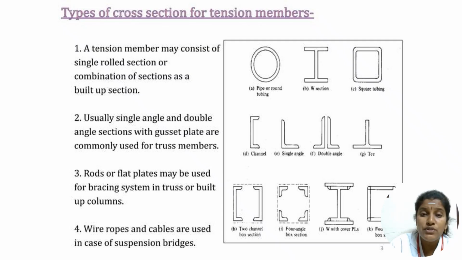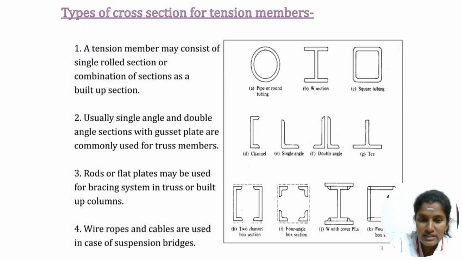So these are the types of cross sections of the tension member. These are the types of cross sections we already know, right? Tension members may consist of single rolled sections and combinations of built-up sections also. Single and double angle sections with gusset plates are commonly used for truss members. If we consider a truss member, we use gusset plate arrangements with single and double angle sections. Also rods and flat plates may be used for bracing systems in the truss and the built-up column. While using the built-up column section, we have to provide some bracing arrangements.